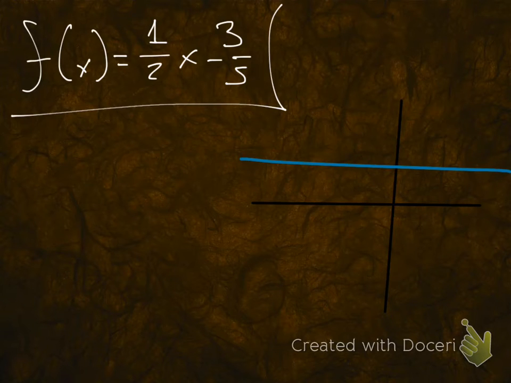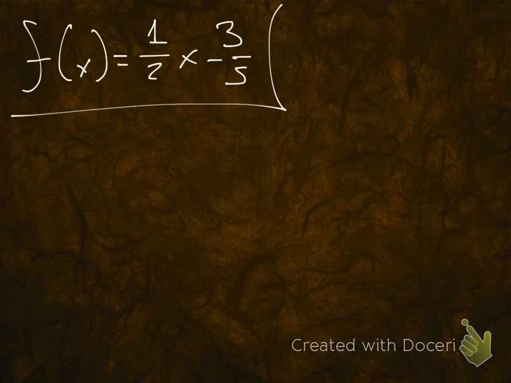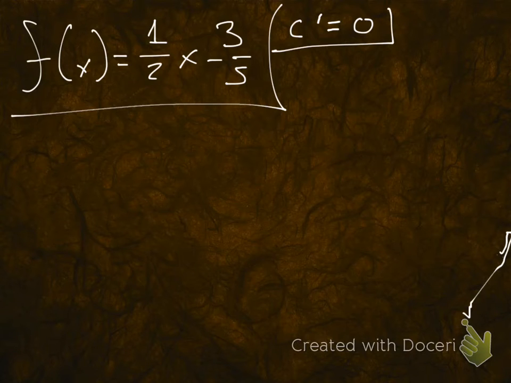So c prime is always 0, right? Let's go ahead and write that down. c prime equals 0. Maybe if we actually made that look like a c. c prime equals 0. So if c prime equals 0, do we have any constants in this function? Yeah, we do actually. Negative 3/5, that's a constant, right? So it's equal to 0, so we don't even have to worry about it. It's gone. It no longer exists.